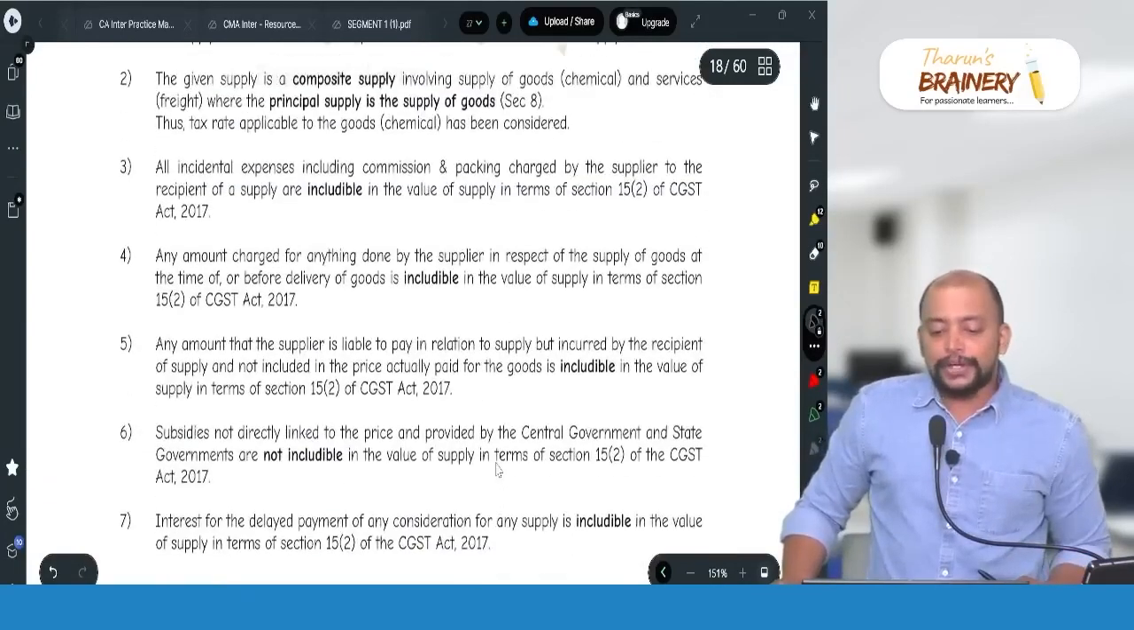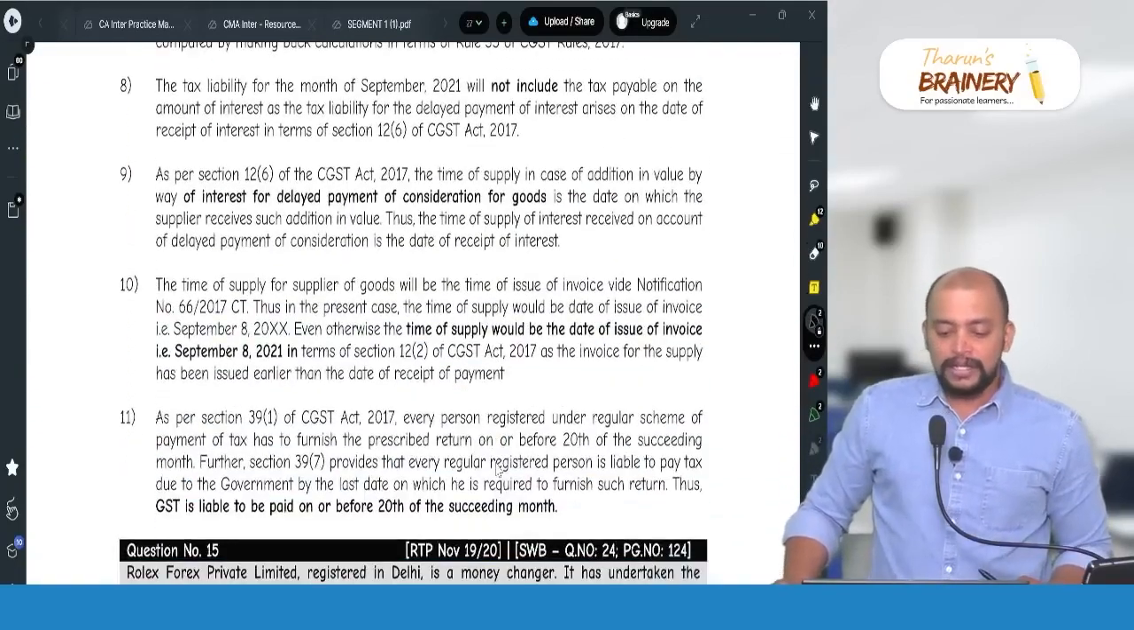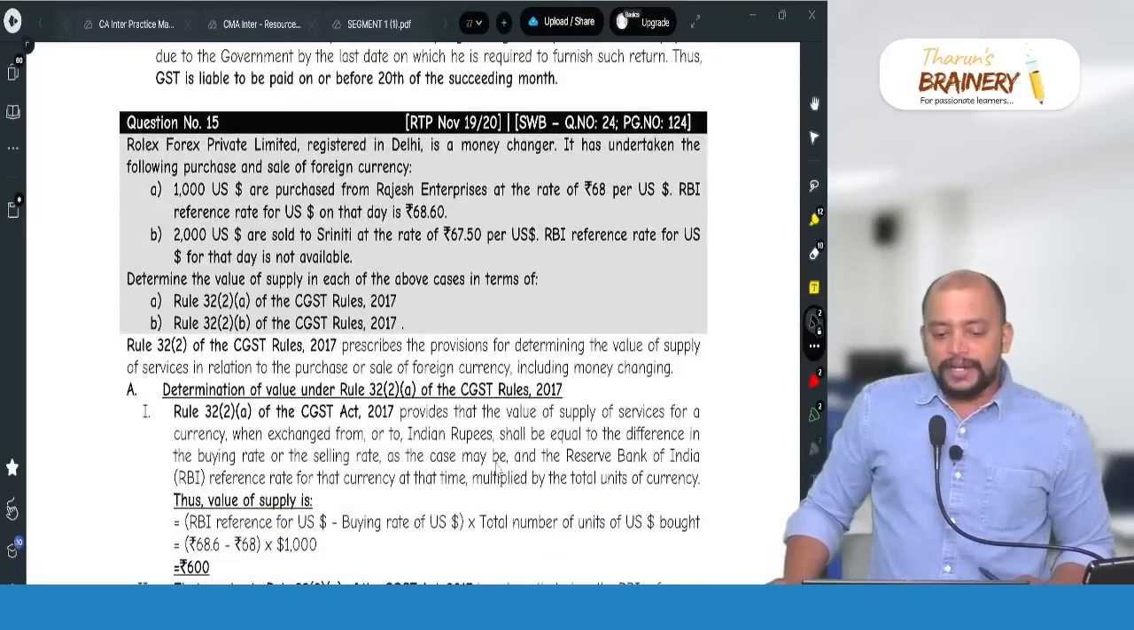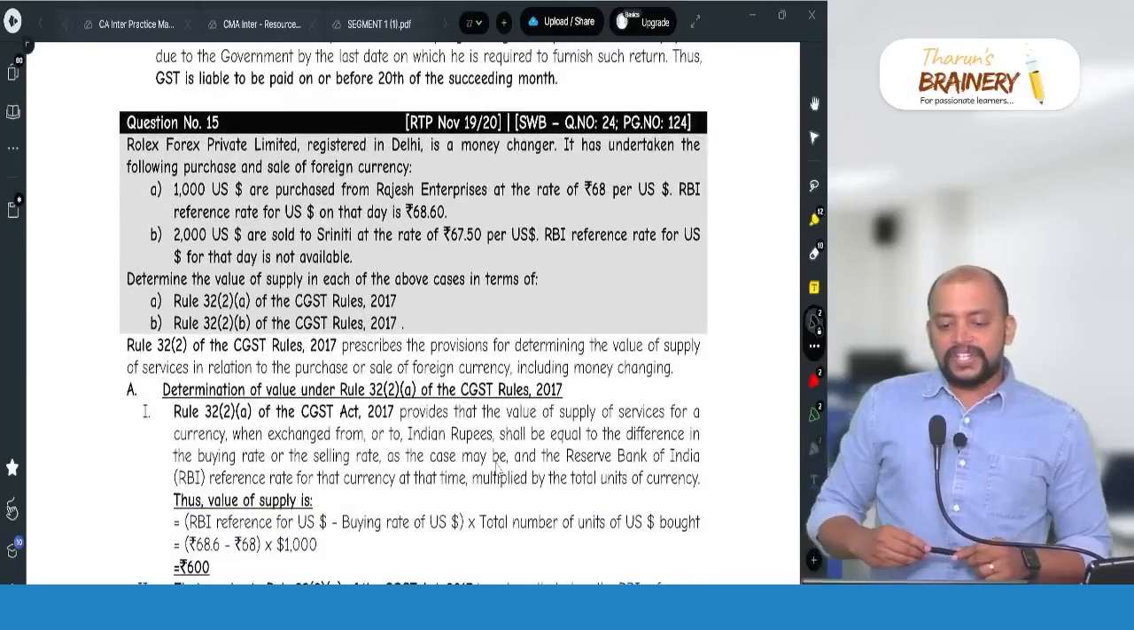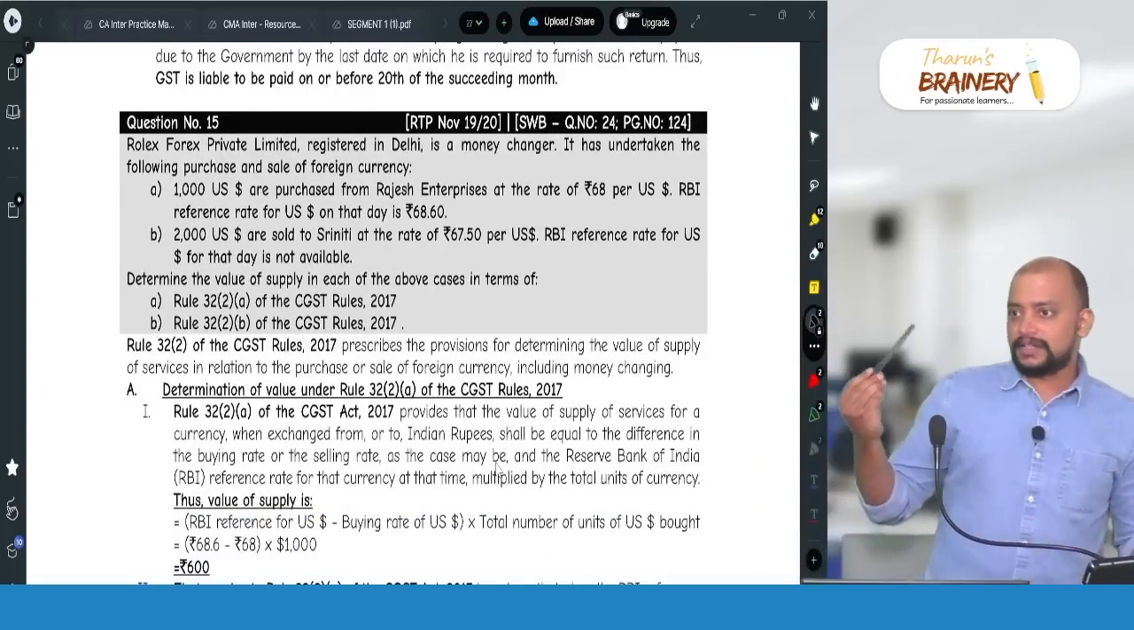And we need to write the notes on why it is to be included, why it is to be excluded, etc. Then, next one, question 15. So, this, yes, we did.